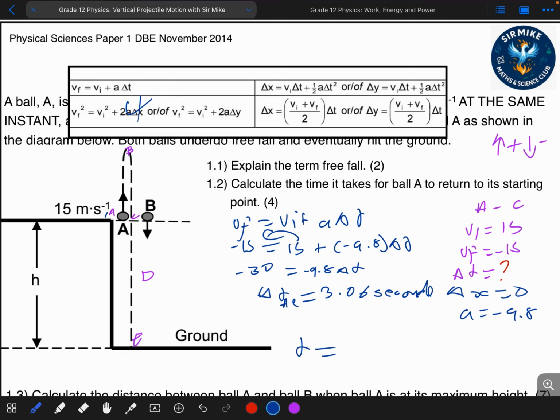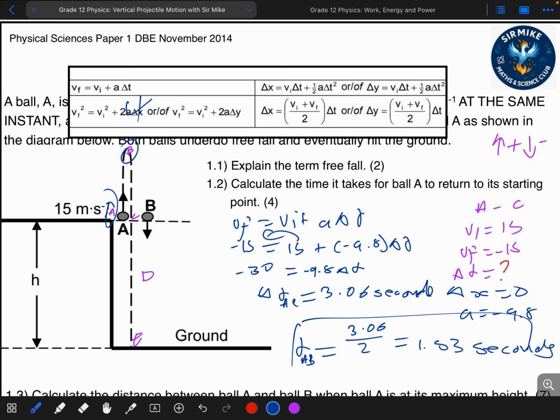Now this is just me preparing for the future. The time between point A and B, how long it took object A to reach its maximum height, would simply be this time divided by 2. So 3.06 divided by 2 gives 1.53 seconds.